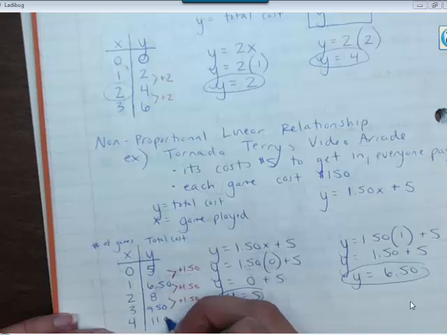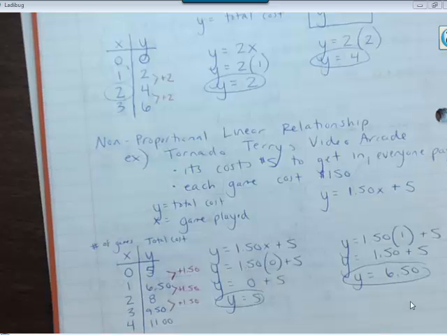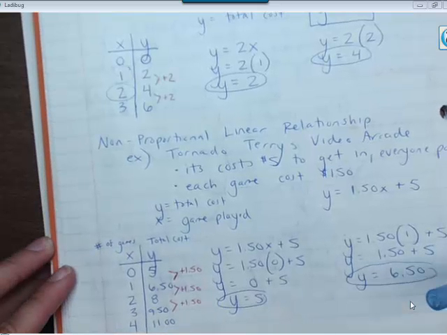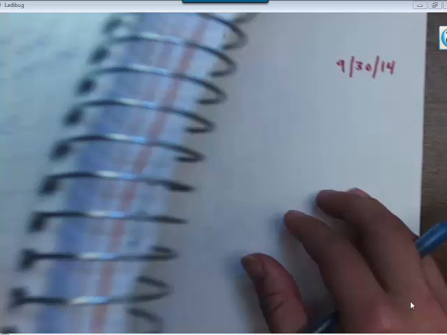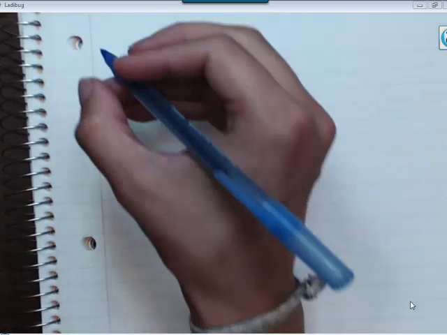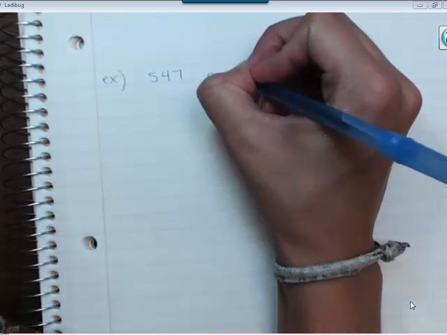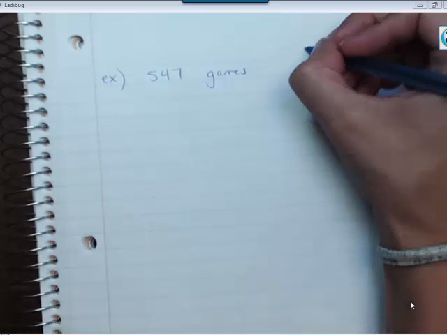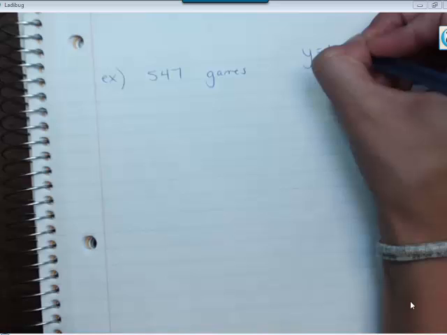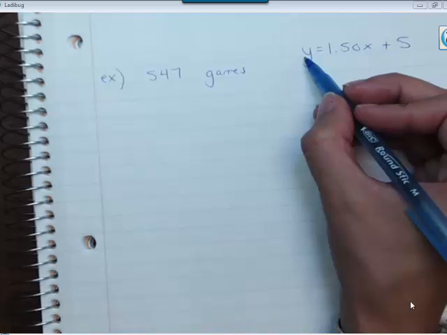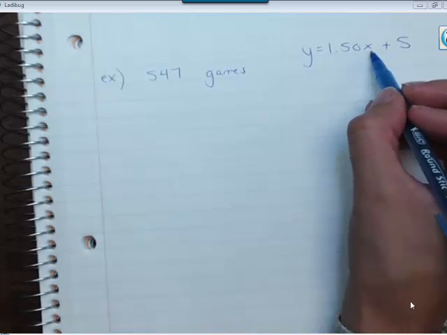Now, we have to use this equation because it's not going to be that easy. Using that same Tornado Terry's Video Arcade, say I want to play 547 games. Okay, remember our equation is Y is equal to 150X plus 5. X represents the number of games, Y is the cost. I have to pay $1.50 per game plus the $5 entrance fee to give me my total cost.